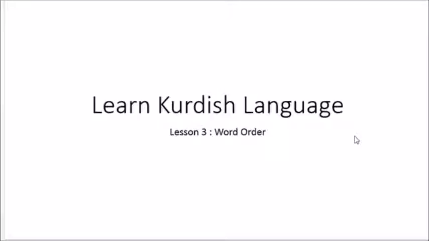The word order in Kurdish or in any other language might change, okay? But they are not stable. It might change. The basic word order, how is it in Kurdish in the simple, basic sentences, in Kurdish and English? I'm comparing between them. So let's go to the lesson.